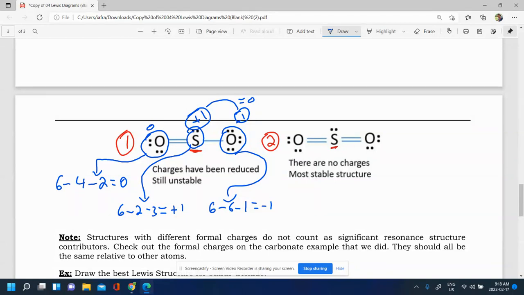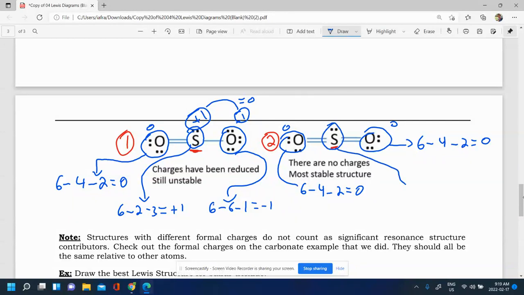Let's take a look. If we look at the formal charge of the oxygen here, oxygen normally has 6 valence electrons, minus 4 dots, minus 2 lines, that's 0. And this looks like the same sort of setup: 6 minus 4 dots minus 2 lines, that's 0. So both these oxygens have a 0 formal charge. And if we look over here at the sulfur, it normally has 6 valence electrons, minus 2 dots connected to it, minus 4 lines, that's 0.